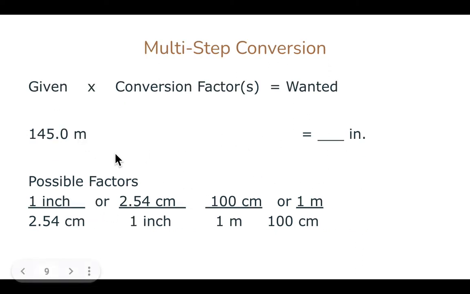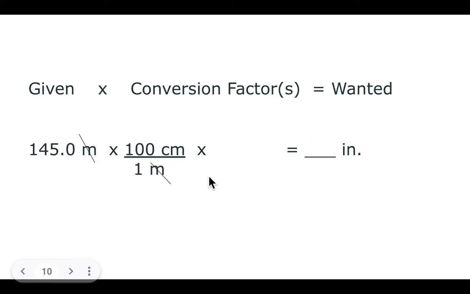So let's set it up. Our given is 145 meters. Our wanted is inches. Here are all of our possible factors. Which one can we use to cancel out meters? Well, if you said this one, you'd be correct. So notice if we did this, we can cancel out factors.